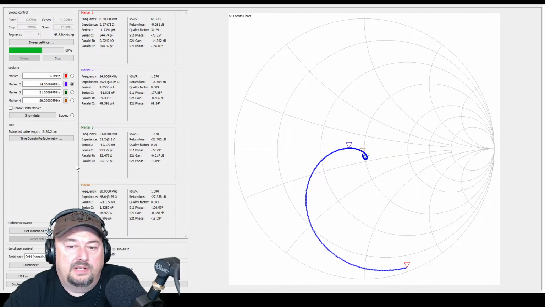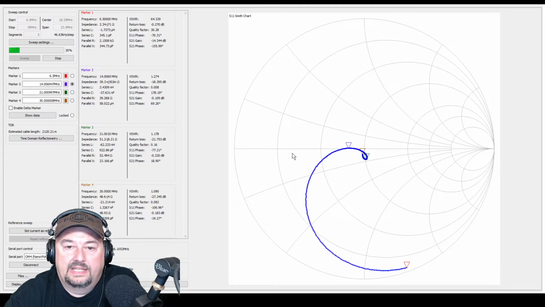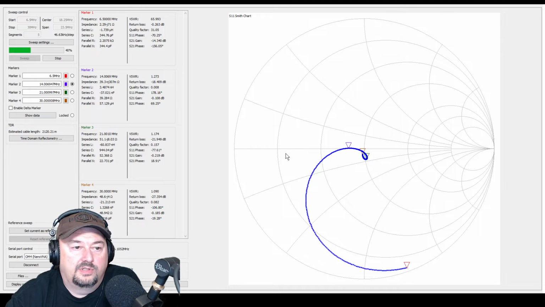So when we take a look at this, we have markers at various frequencies, and one of the ones I wanted to point out is the blue marker, which is right here. It's the third one in line. And that is pretty much on what we'll call the equator, which is the dividing line between the northern and southern hemispheres of our Smith chart. And that is when we have close to resonance.